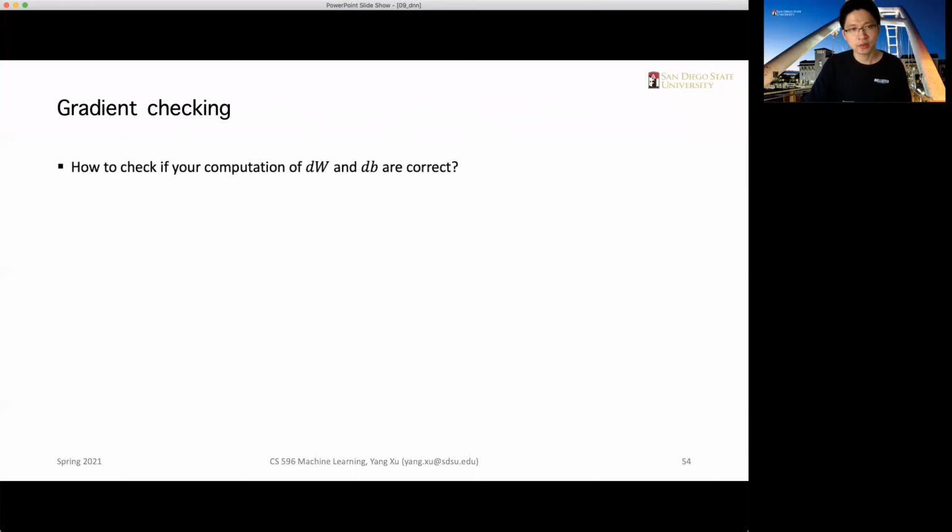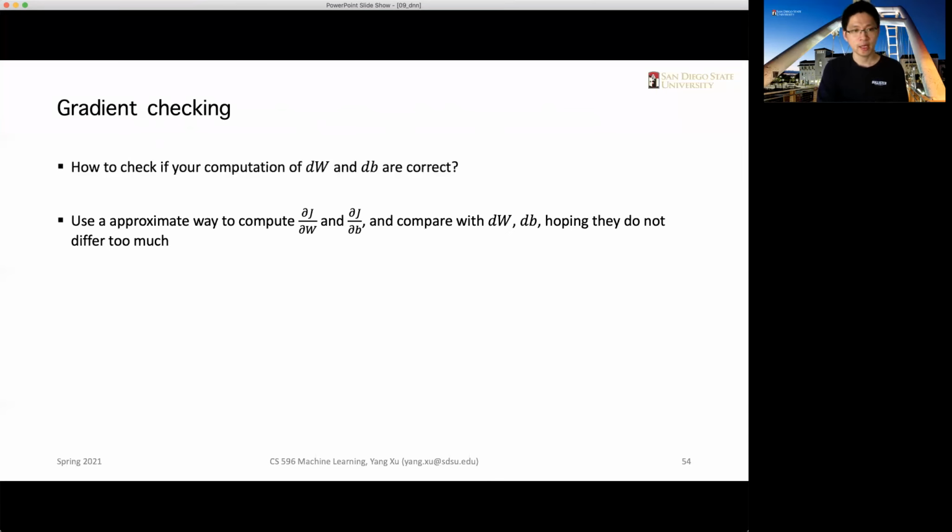We are curious about whether our computation for dw, the gradients for w, and the gradients for b, are correct. What we can do is use an approximate way to compute the partial derivatives with respect to w and b, and then we compare the gradients. These gradients are maybe computed through backpropagation, but we are not sure if backpropagation is correctly implemented. Then we can compare those approximated values with those gradients, hoping that they do not differ too much.